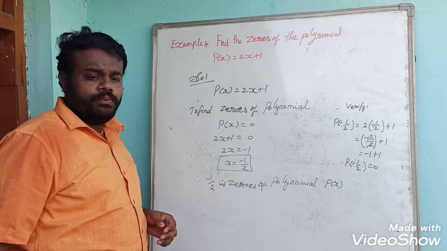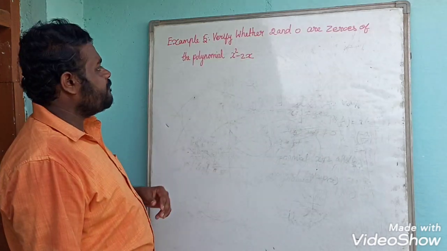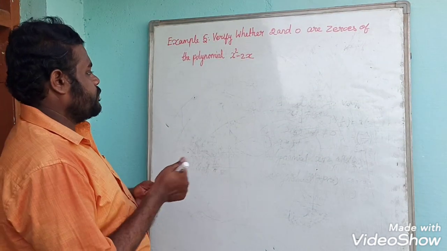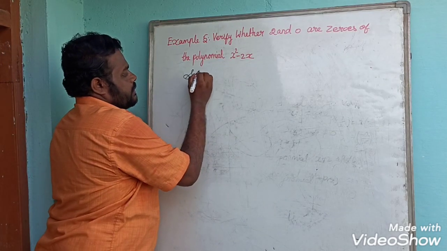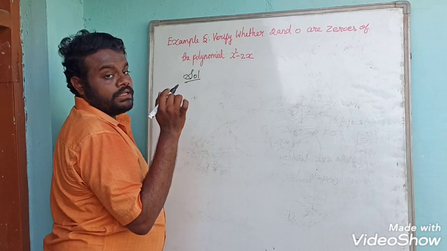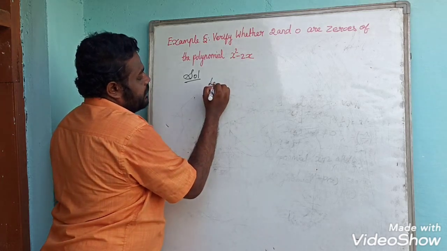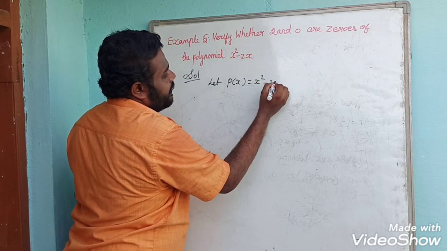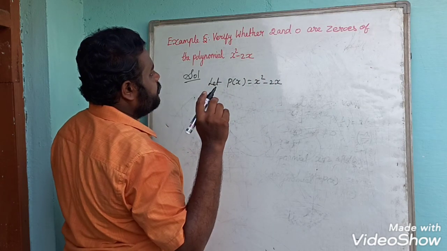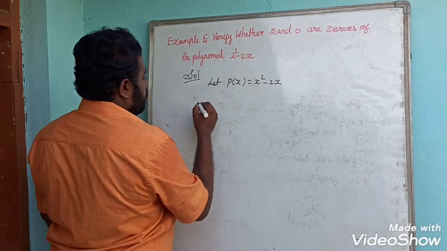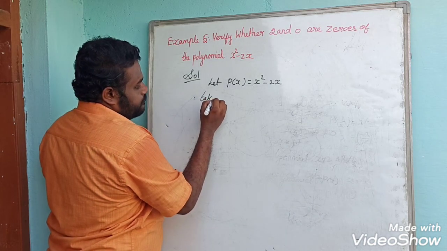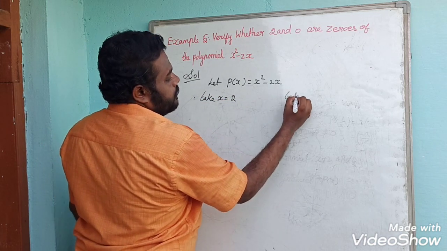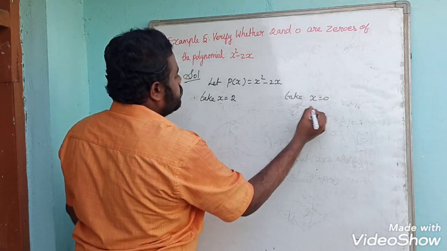Next we move on to example 5. Example 5. Verify whether 2 and 0 are zeros of the polynomial x square minus 2x. Solution. So we have to verify 2 and 0 are the zeros of the polynomial. So let P of x equal to x square minus 2x. We have to verify 2 and 0 are zeros of the polynomial. So take x equal to 2. Take x equal to 0.